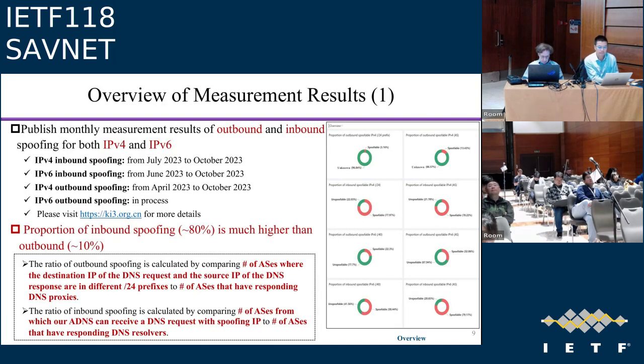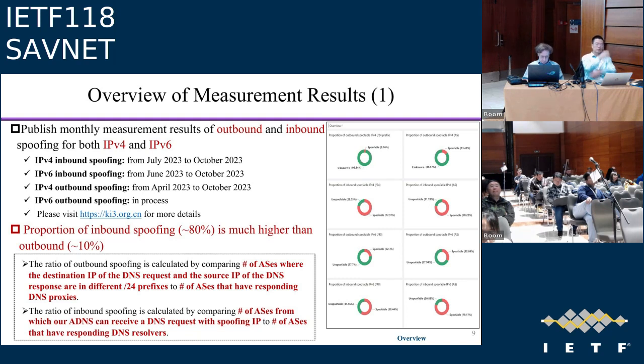Next is our measurement result. Actually, we have conducted the measurement for a few months, and we publish monthly the measurement results of outbound and inbound spoofing for both IPv4 and IPv6. You can visit our website for more details. Overall, the proportion of inbound spoofing is much higher than outbound. For example, the inbound spoofing ratio in IPv4 and IPv6 is close to 80%, but there is only 13% of outbound spoofing in IPv4.